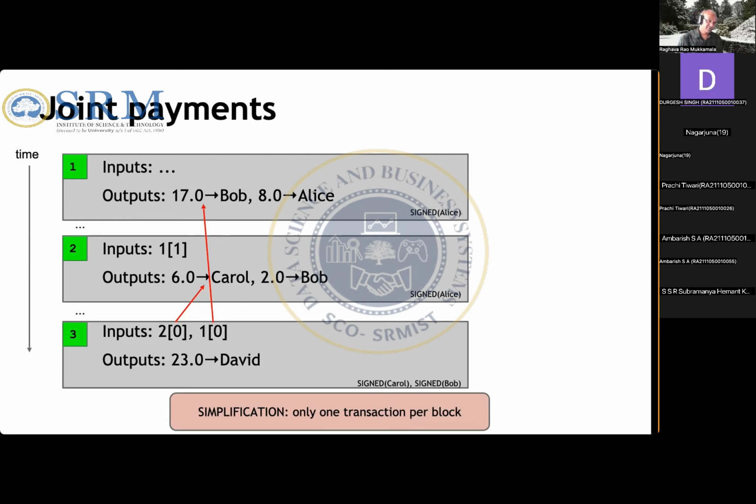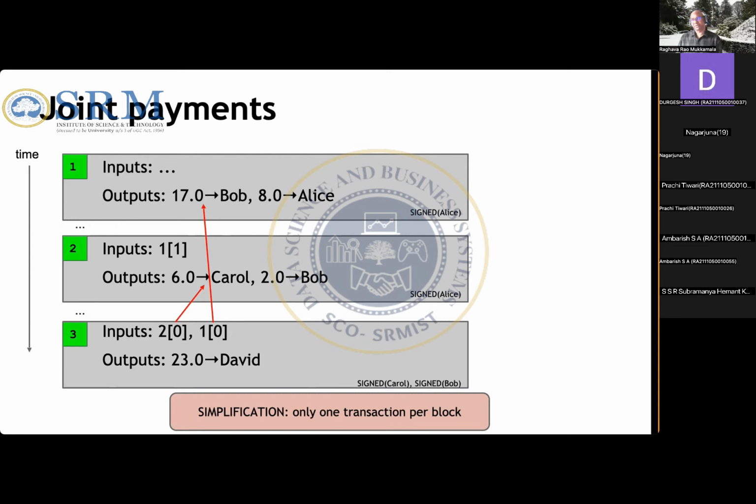And then what they do is they will simply list out all the coins which they have. So for example, 20 is Carol getting 6 coins, and 10 is Bob getting 17 coins. So they will input them. But here one important thing is everybody has to sign. So both Carol and Bob will sign, and then this transaction is valid.